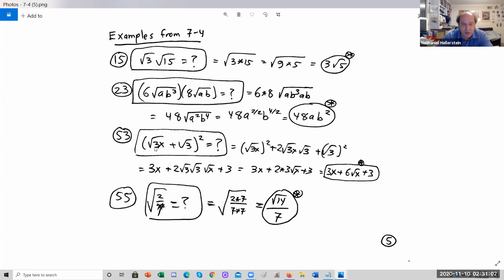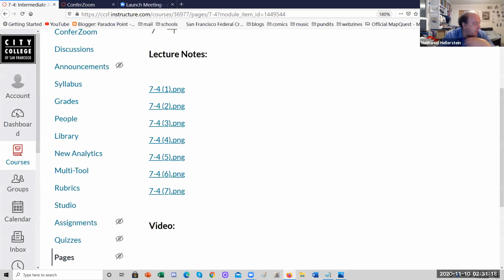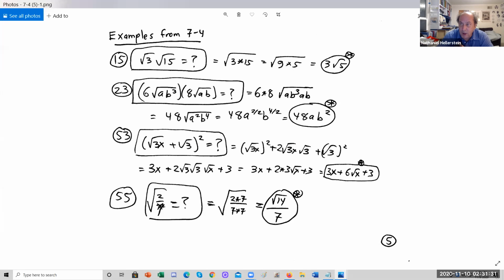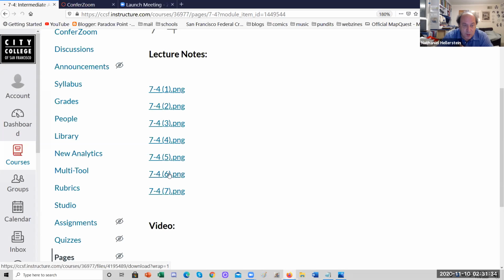Oh, we already did this one. Root 3x plus root 3 all squared is 3x plus 6 root x plus 3. We already did this one. 2 sevenths is root 14 over 7. Sorry, these were old notes, you see, and so I fear there's some redundancy. My apologies. Special heart, you just joined us. Good. Where was I? Sometimes I lose track. Nope, sorry. My apologies.